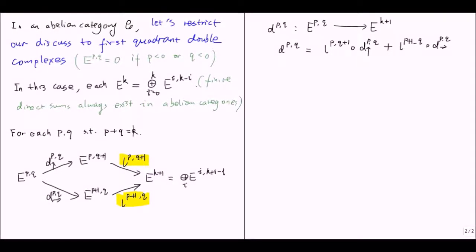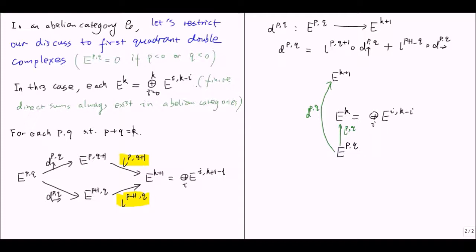Now we look at three objects, E^{k+1}, E^k, and E_{p,q}. What we just defined is the arrow from E_{p,q} to E^{k+1}, denoted by d_{p,q}. Notice that E^k is actually a direct sum. This direct sum has E_{p,q} as a summand. So there's an embedding associated to this direct sum from E_{p,q} to E^k.